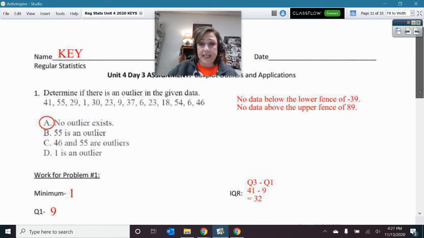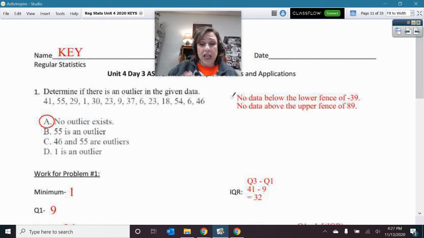Now I come up here and I see, is there any data below the lower fence? In order to be an outlier, it's below the lower fence or above the upper fence. So anything below -39, no. Anything above +89, no. So there are no outliers.